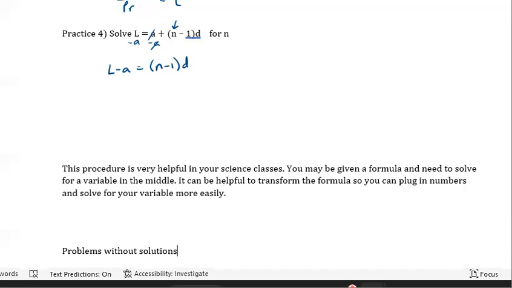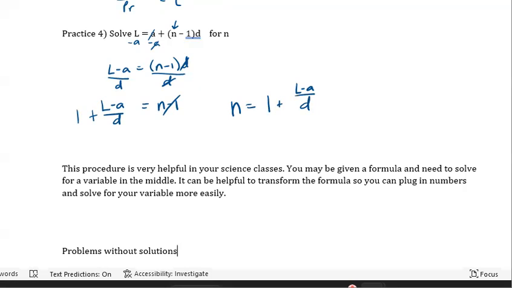Now again, the n minus 1 is in parentheses, so I'm going to want to divide by that D first. Now the n minus 1 can come out of parentheses because that's the only thing on that side of the equation. And then I'm going to have to move that 1 over, and I'm just going to add it way in front of everything. And so my final answer is n equals 1 plus L minus A over D.